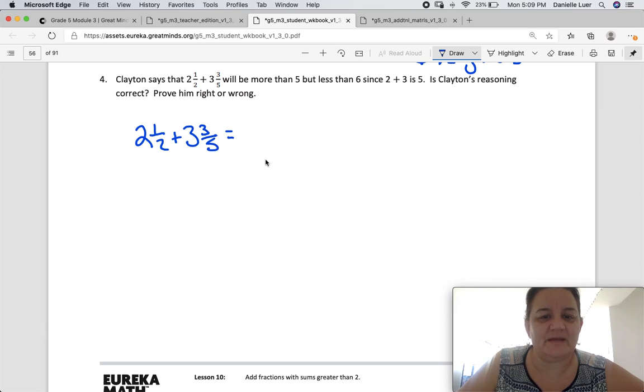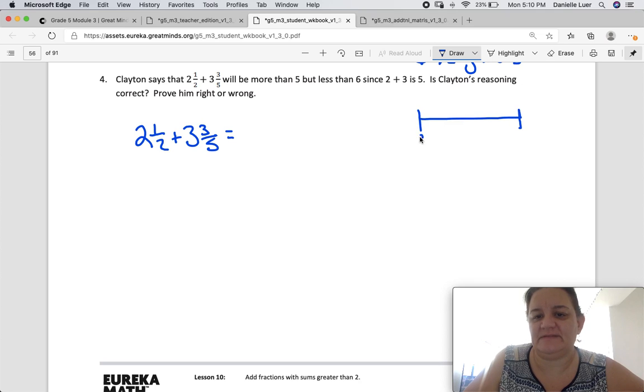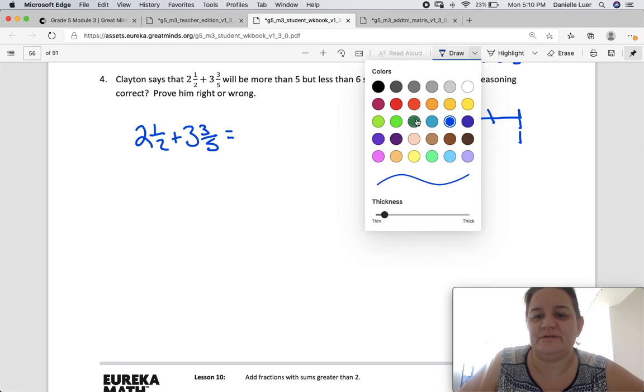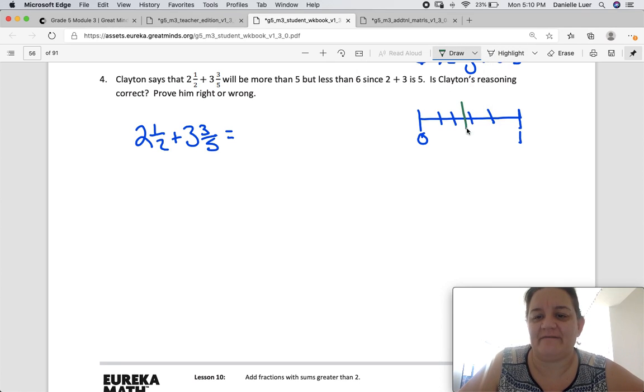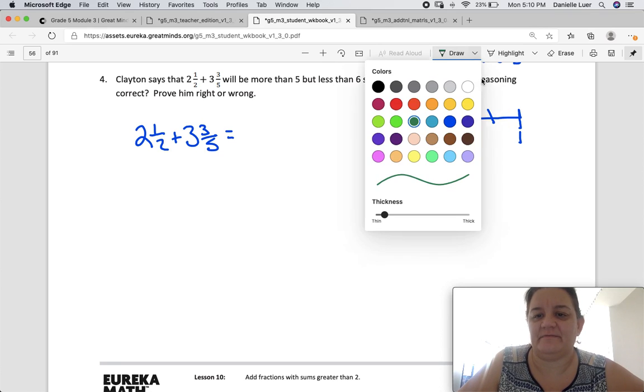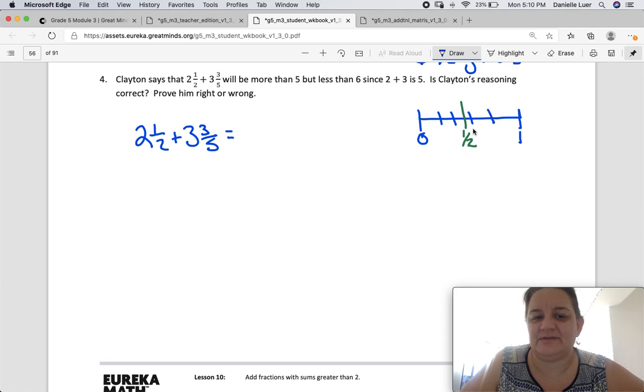So do we think it's going to be more than 5 but less than 6? Let's see. If we were to estimate this, we know that 3/5 is bigger than 1/2, right? If I were to show that to you on a number line, if this is 0 and this is 1, and we split those into 5s, 1, 2, 3, 4, 5, then if I showed you that same number line with 1/2, so if that's 1/2, and this is 3/5, you know that 3/5 is bigger than 1/2, right? So we know that that's bigger than 1/2.